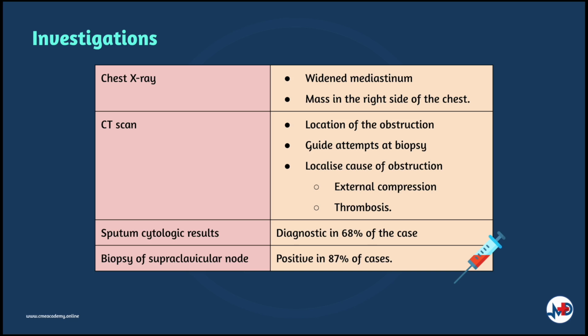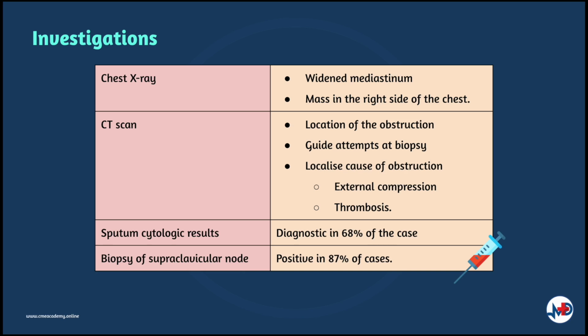SVC syndrome is a clinical diagnosis. However, imaging such as plain radiography, CT, and venography are used for confirmation. So, chest X-ray may reveal a widened mediastinum or a mass in the right side of the chest. Computed tomography has the advantage of providing more accurate information on the location of the obstruction and may guide attempts at biopsy by mediastinoscopy, bronchoscopy, or percutaneous fine needle aspiration.